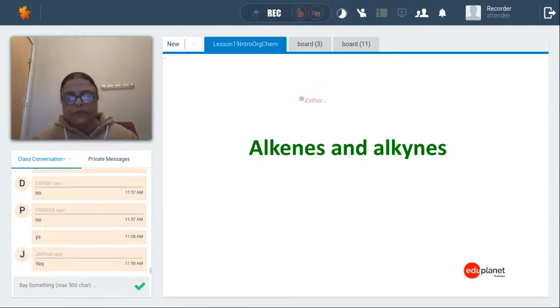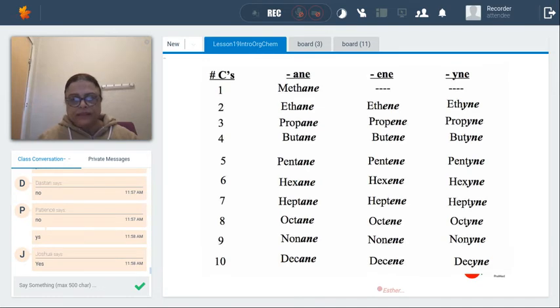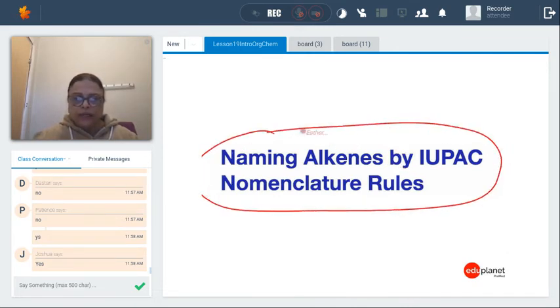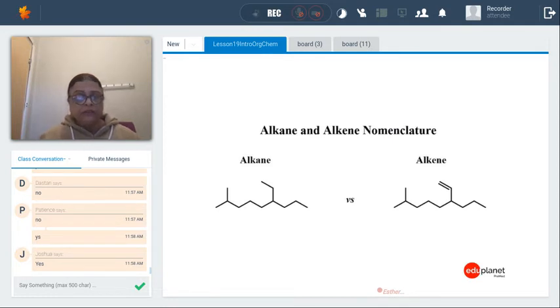All right, so now we move to those molecules that have double bond and triple bond, alkanes and alkenes. Just to remind you, when we have the straight chains, ethane, propane, butane, pentane, and so on, or ethene, propene, butene, pentene, etc. So naming alkenes according to IUPAC. See if this was not complicated enough, now comes an additional complication.